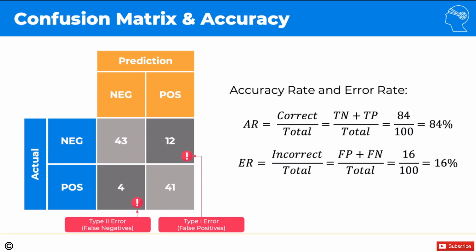And the error rate is the total number of incorrect predictions, meaning the type 1 errors plus the type 2 errors. We have 16 of those divided by the total sample size, 100. So we have a 16% error rate here. Those are 2 important rates to be able to calculate. So that's how the confusion matrix works.